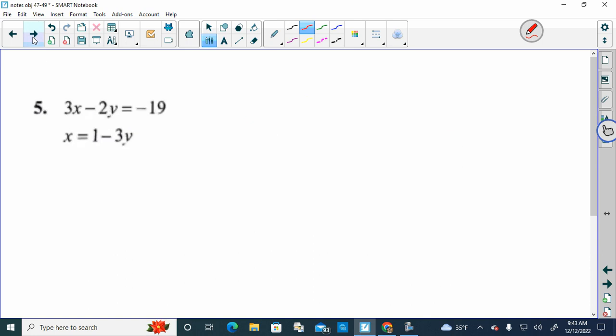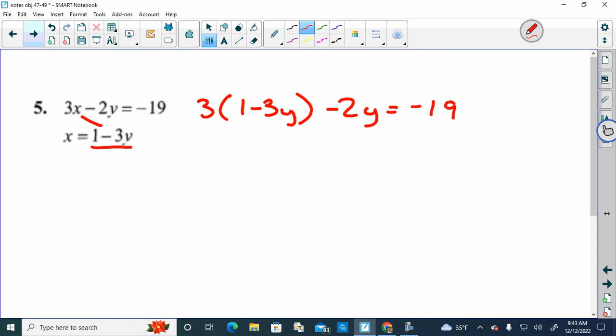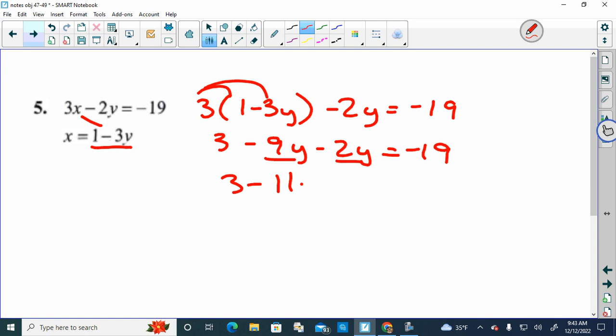Okay, so instead of a y this time, we have an x. So I'm going to replace the x with that. So I'm going 3 times 1 minus 3y minus 2y equals a negative 19. Okay, so distributing. Okay, combining our two like terms. So I've got 3 minus 11y equals a negative 19.